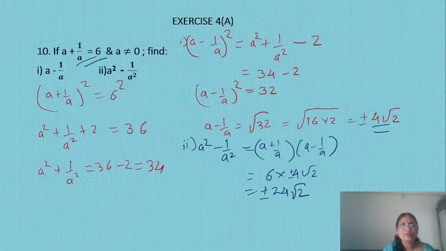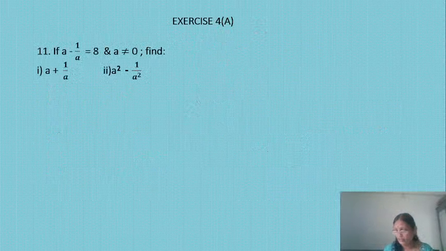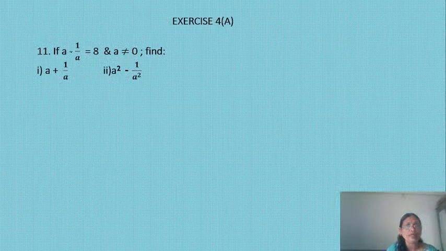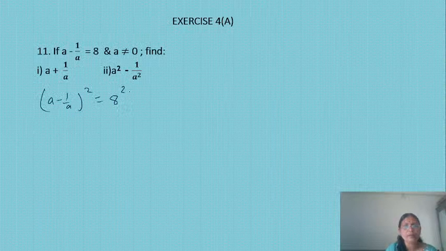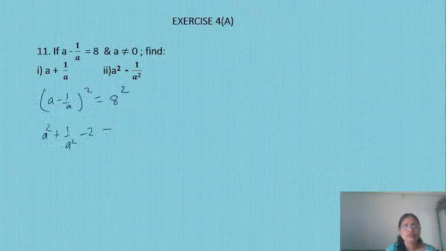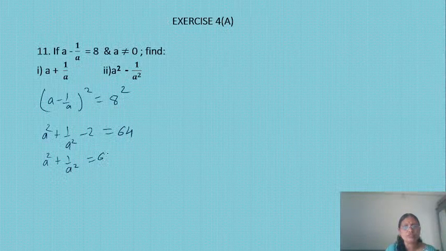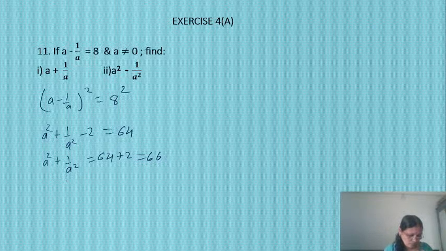Okay, fine. Okay, let's move on to the next question. Question number 11. Come on, let's start along with me, children. We go with a minus 1 upon a the whole square is equal to 8 square. So we get a square plus 1 upon a square minus 2 is equal to 64. So a square plus 1 upon a square is equal to 64 minus 2 goes here plus 2, which is 66. Now we will be using this value to get a plus 1 upon a.